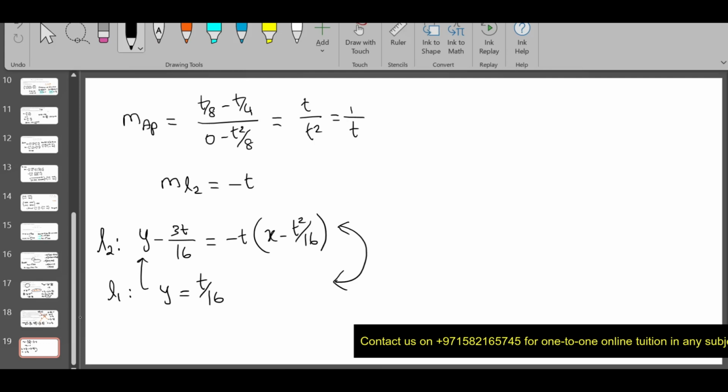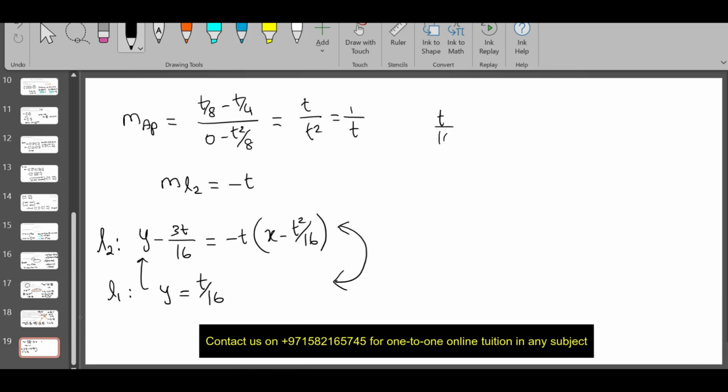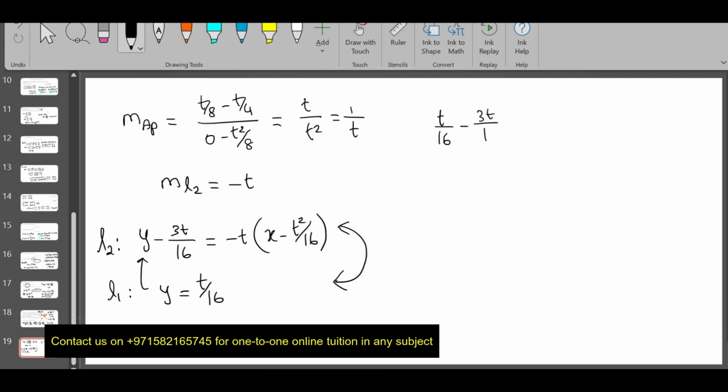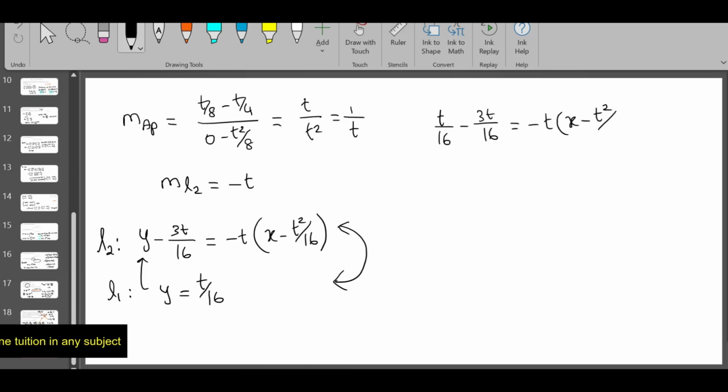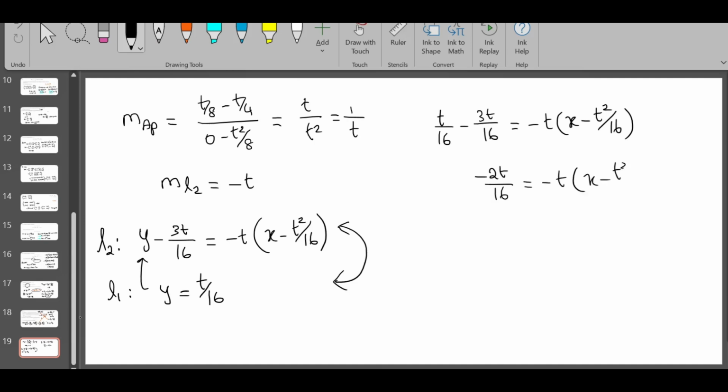So replace y by this, you will get t over 16 minus 3t over 16 is equal to minus t times x minus t square over 16. t minus 3t is minus 2t over 16, which is minus t times this. You can cancel this, it becomes 8. You can cancel minus t. So you're going to get 1 over 8 is equal to x minus t square over 16.